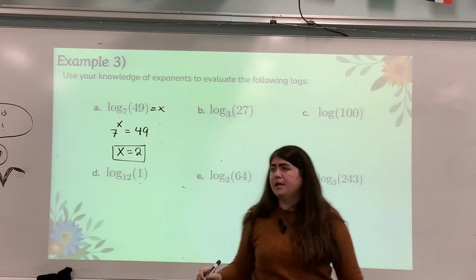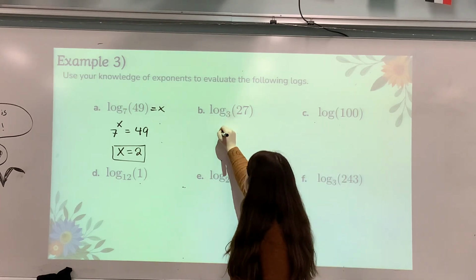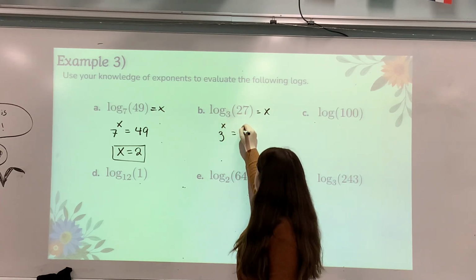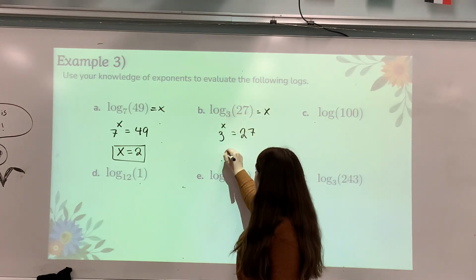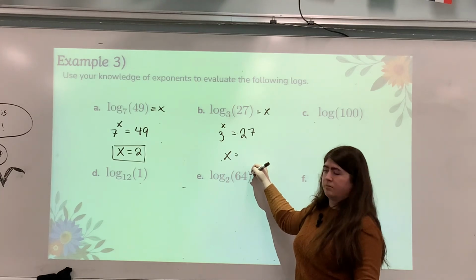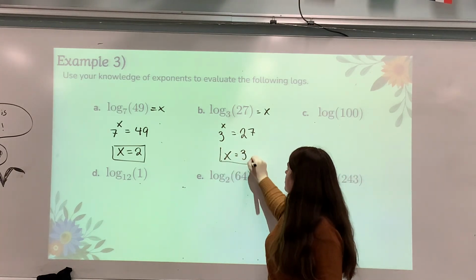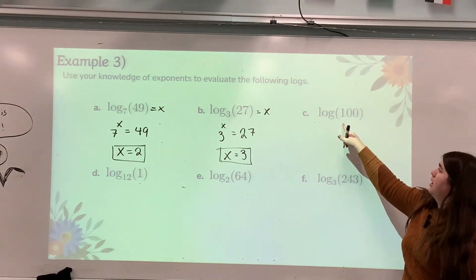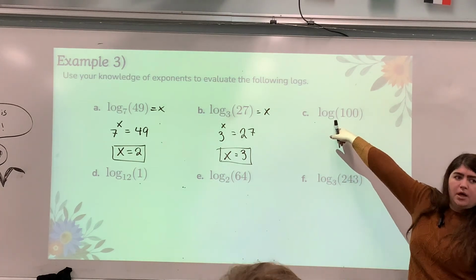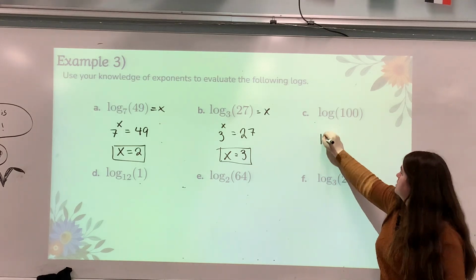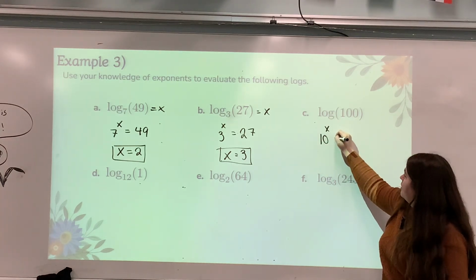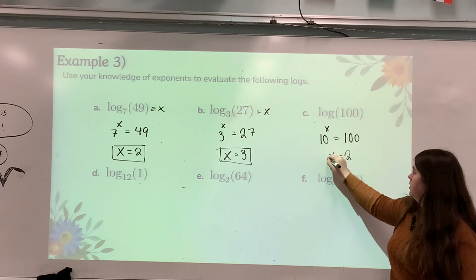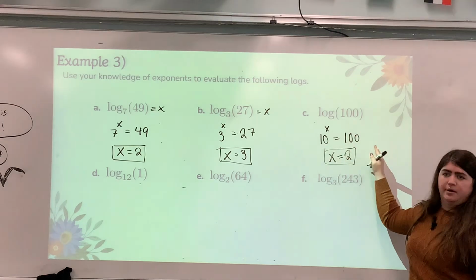So then part B, we have 3 to the power of the unknown is equal to 27. 3 to the power of 3 is equal to 27, so x is equal to 3. Log base what? 10. So 10 to the power of x is equal to 100, which means x must be equal to 2 because 10 squared is equal to 100.